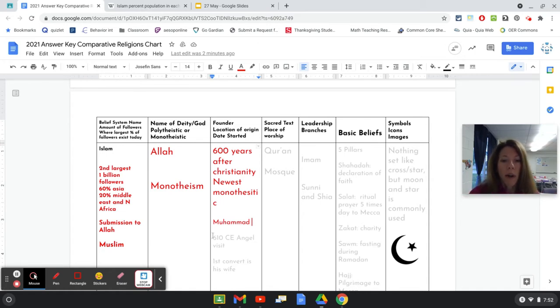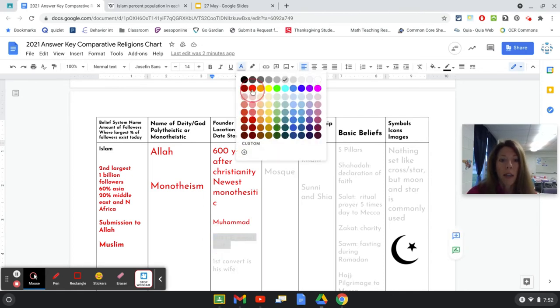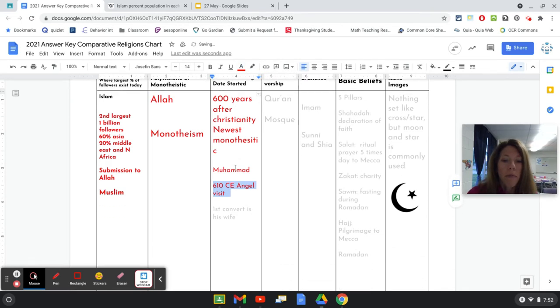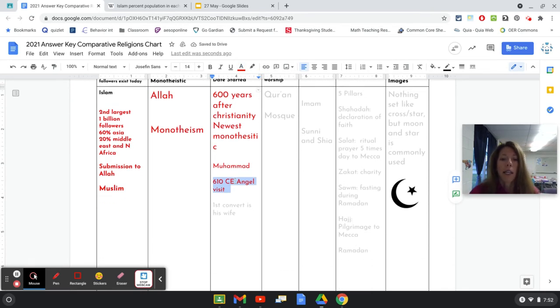Okay, so we talked about what happens to Muhammad that makes him special or the founder. Well, a pretty big deal in Islam is that he is visited by the angel Gabriel in 610 CE, Common Era. The angel Gabriel comes and says, I have some information from God. So that's obviously a really big deal.